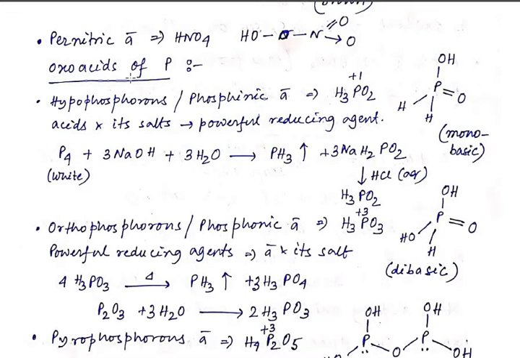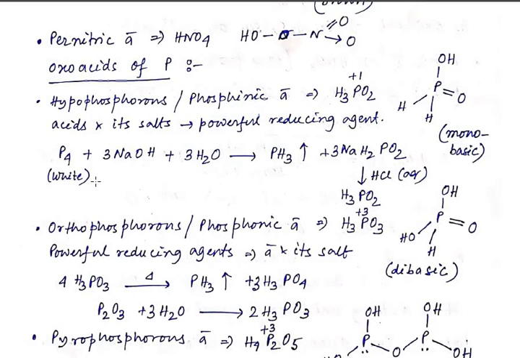So how can we synthesize it? We have seen this reaction before. That is P4 phosphorus plus NaOH plus water will form phosphine along with NaH2PO2. And if I add aqueous HCl to this NaH2PO2, then we can get hypophosphorus acid. And that hypophosphorus acid and its salts are powerful reducing agents.